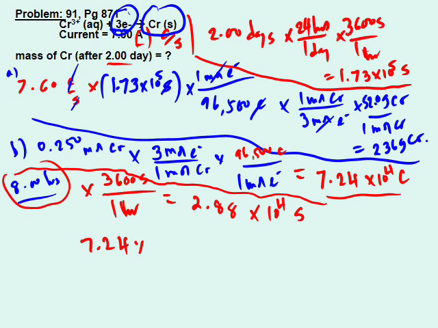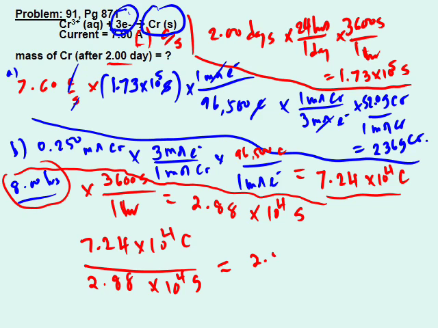7.24 times 10 to the power 4 coulomb divided by 2.88 times 10 to the power 4 second gives me 2.51 coulomb per second, or 2.51 ampere. And that's the electricity you need to pass through for 8 hours to deposit 0.250 mole of chromium. So this is my answer.